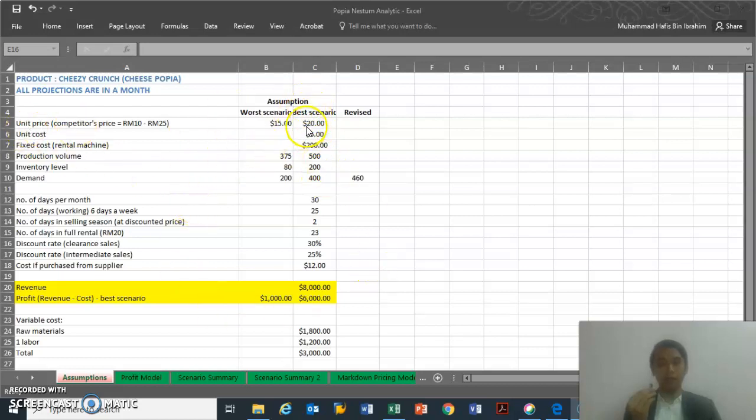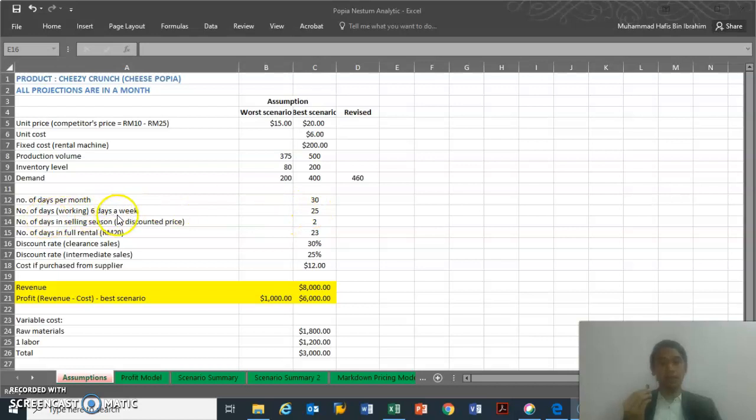My unit price for the best scenario is 20 ringgit. My unit cost is 6 ringgit. My fixed cost is 200 ringgit. My production volume is 500 units. My inventory level is 200 units. My demand is 400 units. And the number of days per month is 30 days.